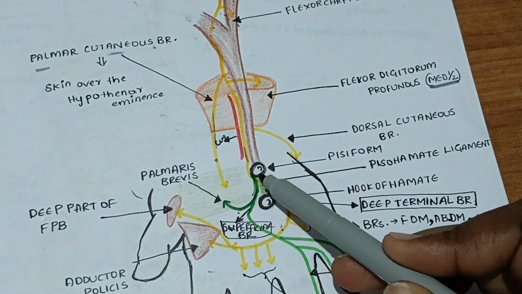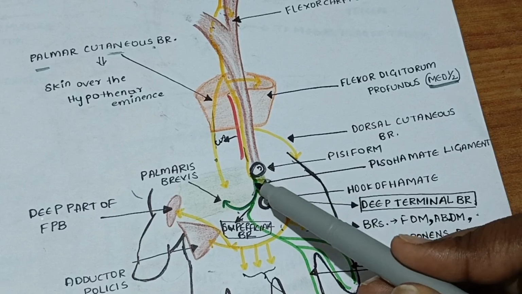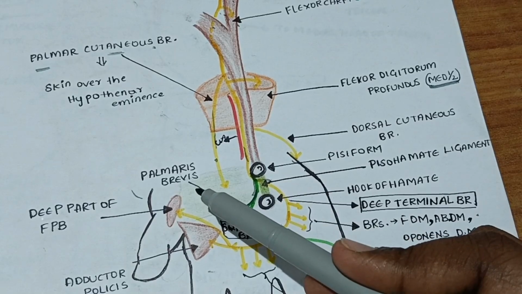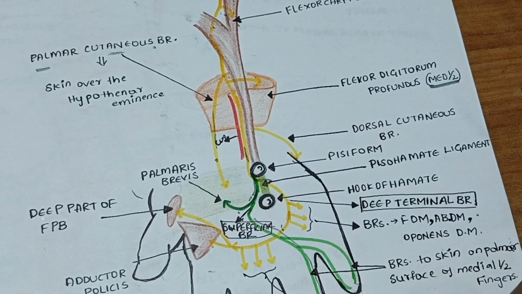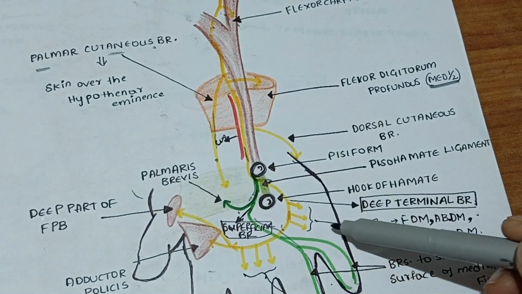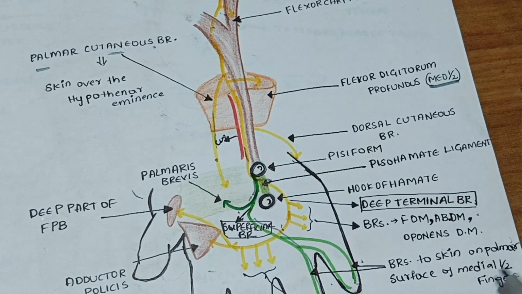Yes, superficial branch and deep branch. The superficial branch is going to supply palmaris brevis and it continues to supply skin of the palmar surface of medial 1/3 of fingers.